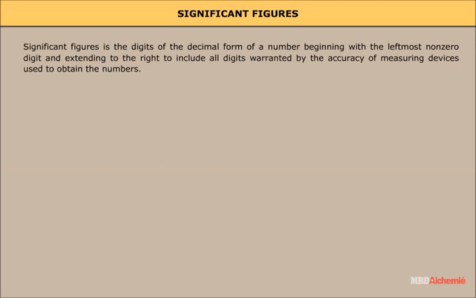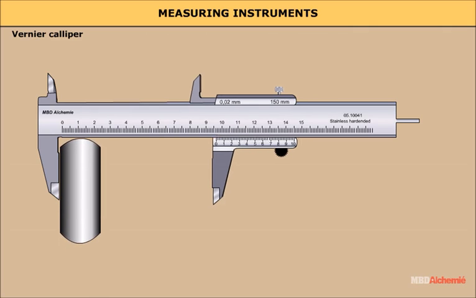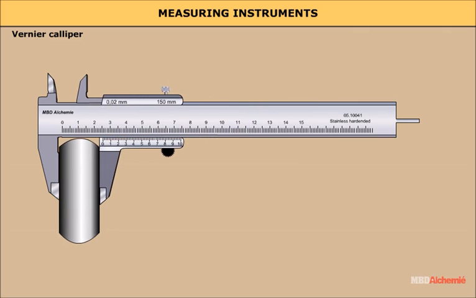Significant figures. Significant figures are the digits of the decimal form of a number beginning with the leftmost non-zero digit and extending to the right to include all digits warranted by the accuracy of the measuring devices used to obtain the numbers. The vernier calipers found in the laboratory incorporate a main scale and sliding vernier scale, which allow readings to the nearest 0.02 millimeters. This instrument is used to measure length or external diameter, inside diameter, and depths of objects.